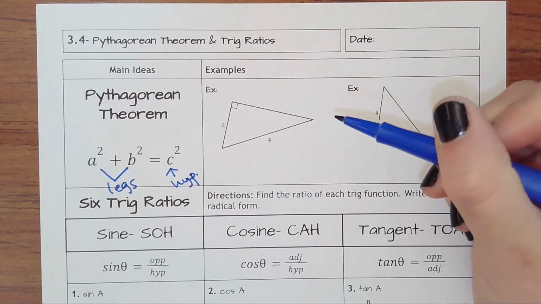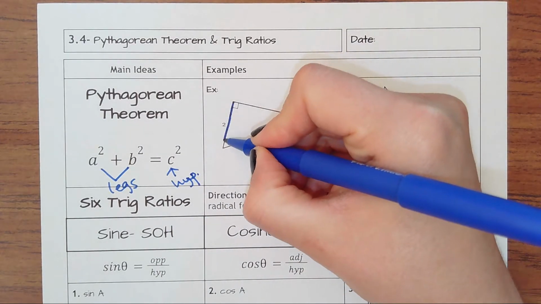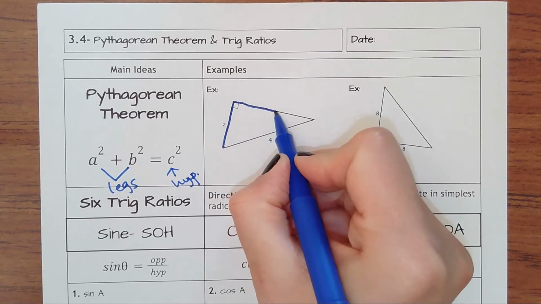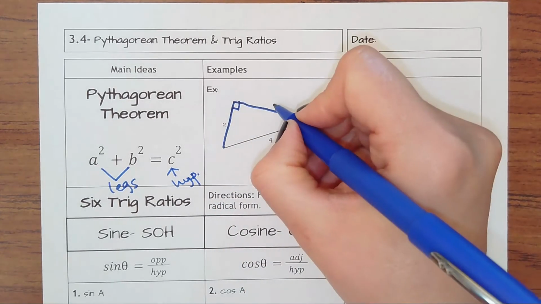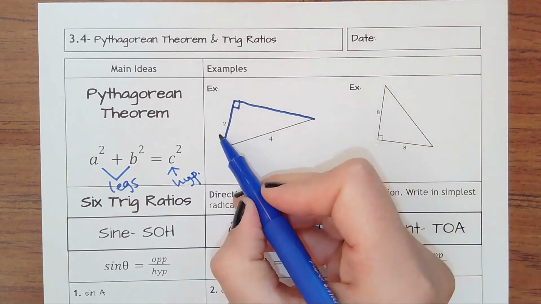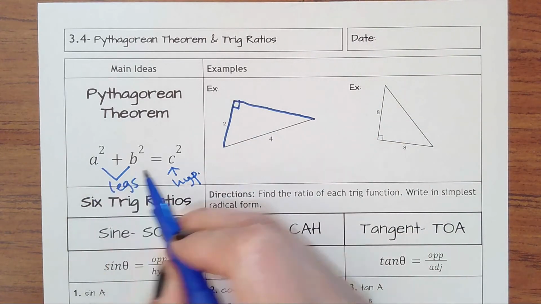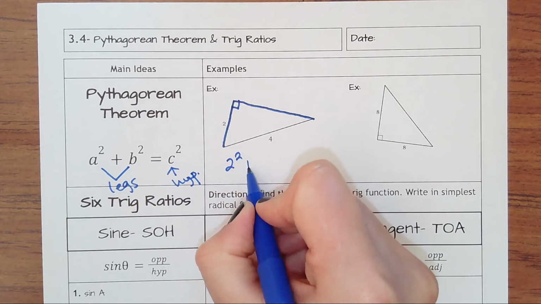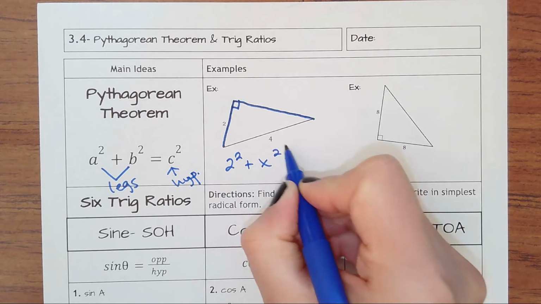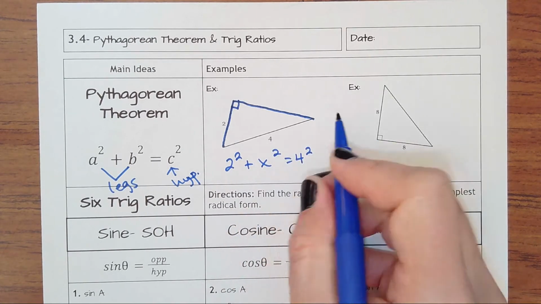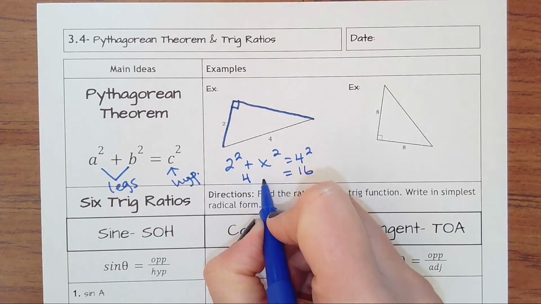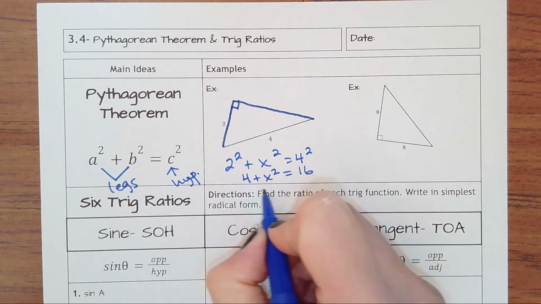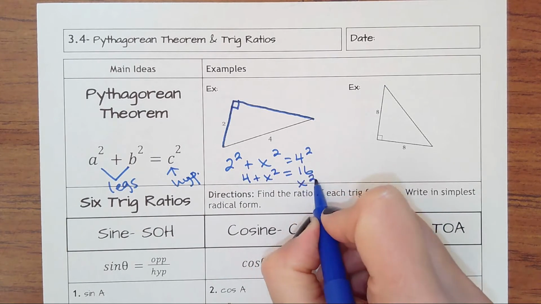So in this first example, the legs are the two sides of the triangle that meet to form the 90, the right angle. So this would be my other leg. To plug it in, 2 can go in for either a or b, so I'll say 2 squared plus, I'll call it x squared, would equal the hypotenuse of 4 squared. 4 squared is 16, 2 squared is 4. I would subtract the 4 from 16, and that's 12.